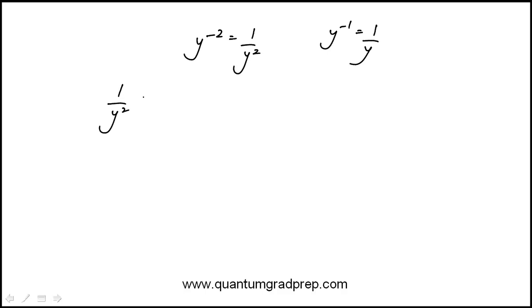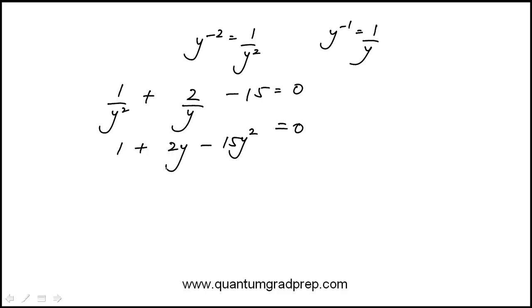So 1 over y squared plus 2 over y minus 15 is 0. Then you multiply it throughout by y squared. Each term has to be multiplied. This side remains 0. So it's 1 plus 2y minus 15y squared. I'm actually going to multiply both sides by minus 1 because I like to have a positive coefficient. And that becomes this. So this is our quadratic. And we have to factor it.